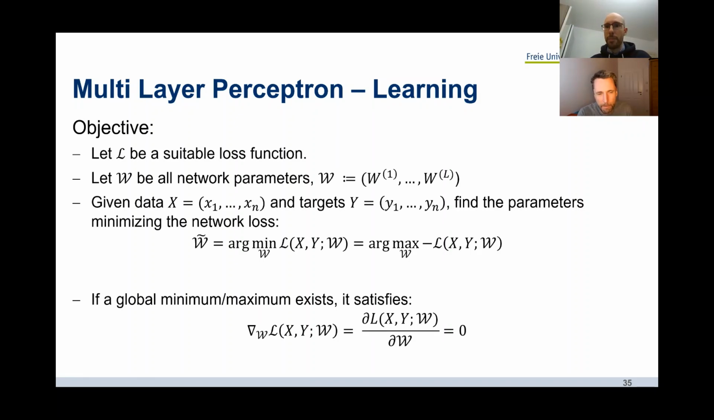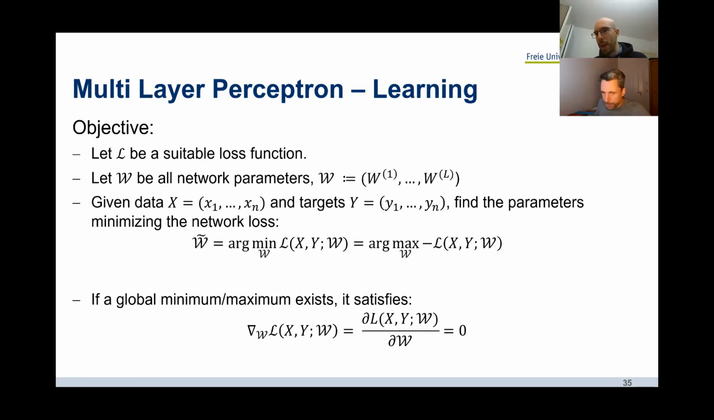So the basic idea here, like for most models which we have talked about in the lecture, would be we choose some loss function L, then we have our set of all network parameters, data X and targets Y, and then we try to minimize the loss of that function with respect to our weights. But how do we actually do that?